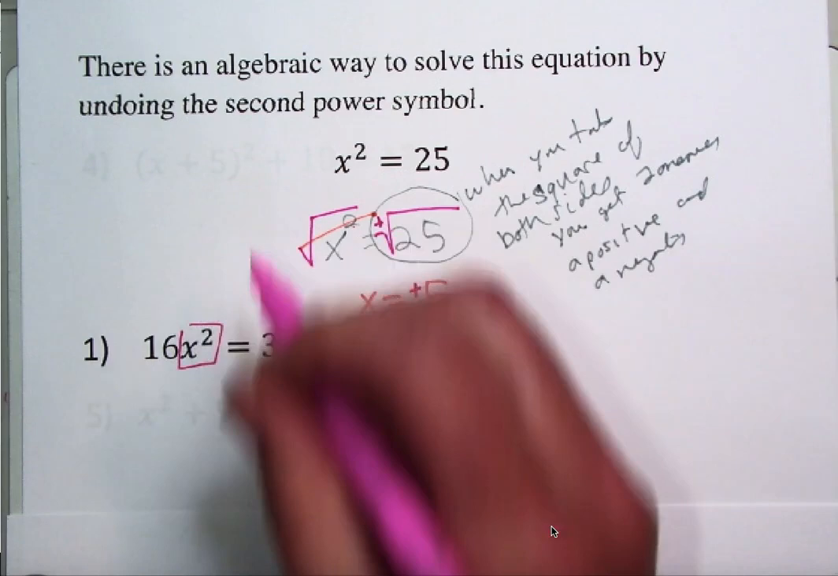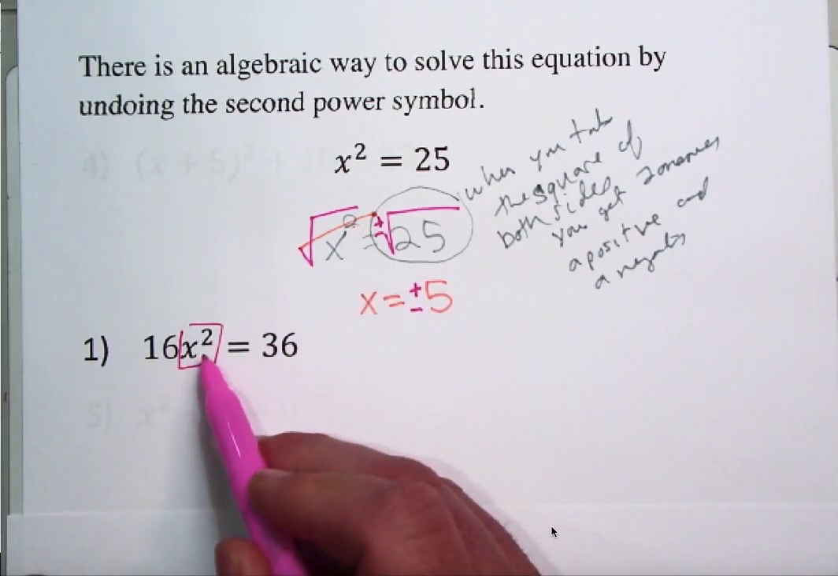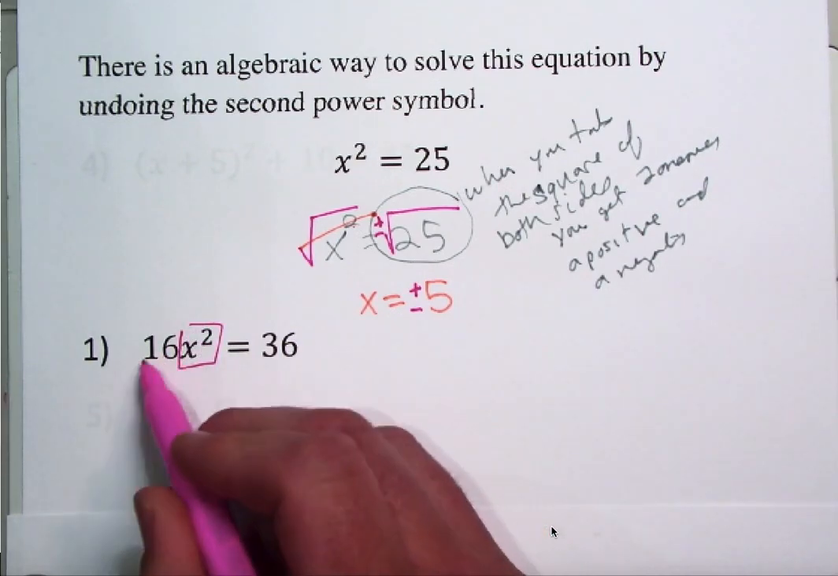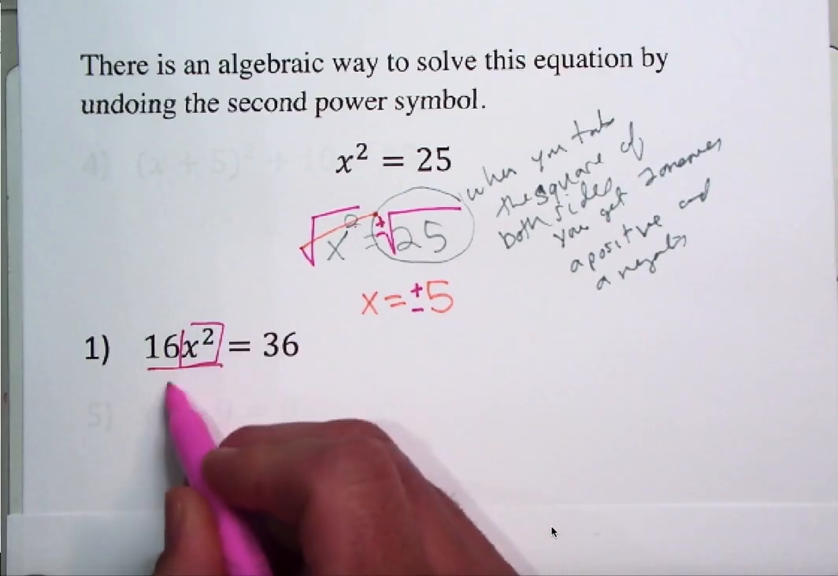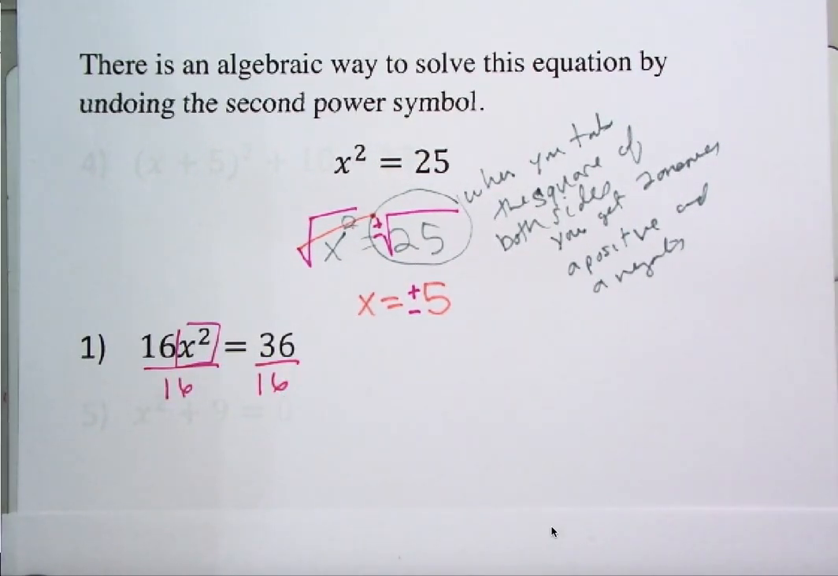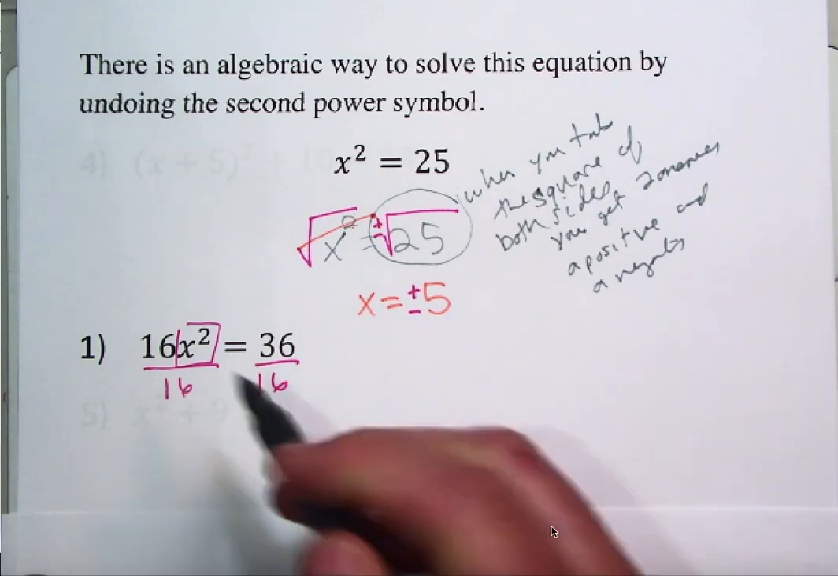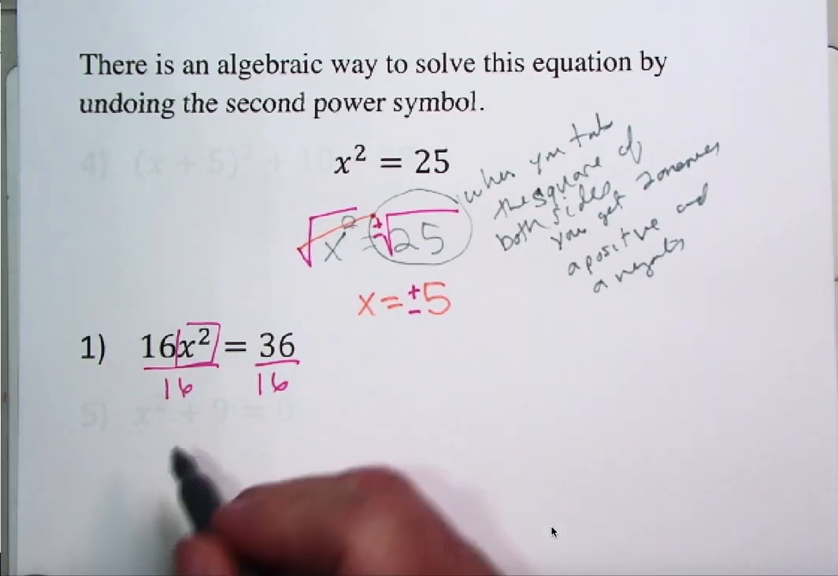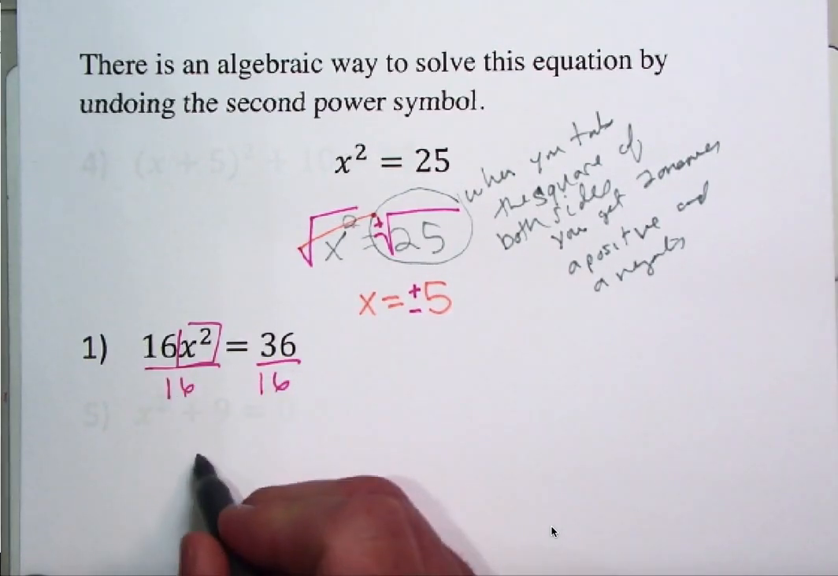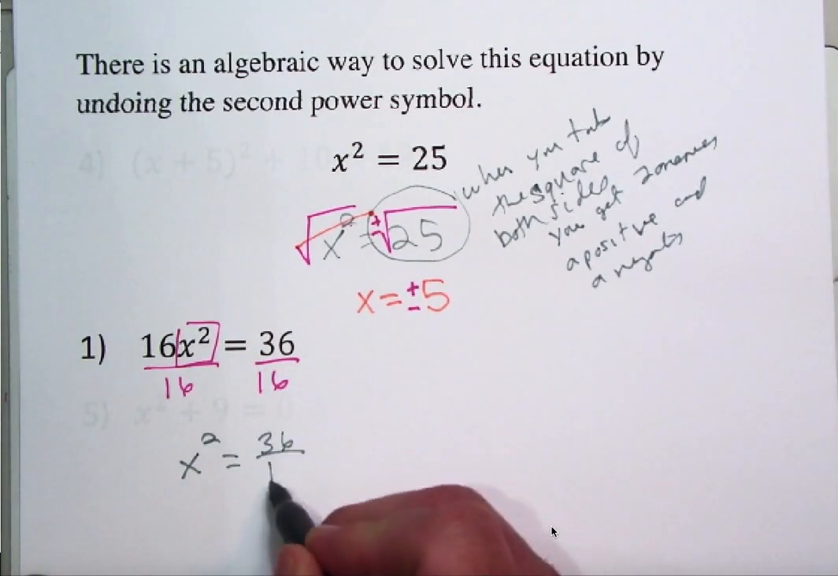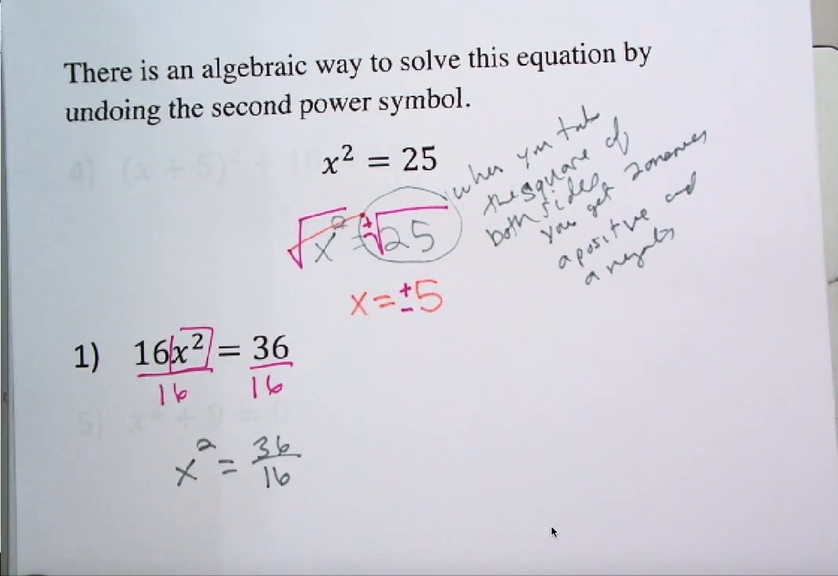Now, just like if this said plain old x, we're going to undo stuff to get this by itself. So we have 16 times x squared. I'm going to divide both sides first by 16. Then we get 16 divided by 16 is x squared. And we'll leave 36 divided by 16 like that for now.